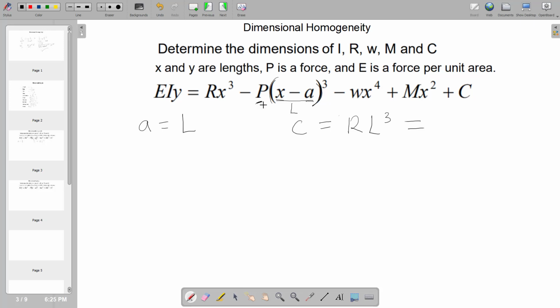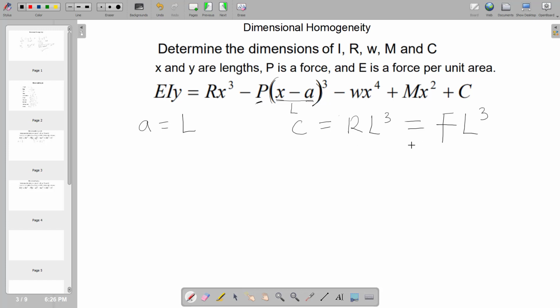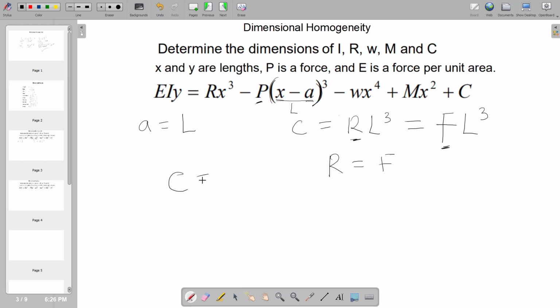We are told in the question that P is a force. So let's just say our force has a dimension F, and then this quantity has L as its dimension. So our RL cubed has the same dimension as FL cubed. So obviously R is equal to F just by comparing both sides. So our R is in fact a force. Now we can say that our C also has the dimension, R is an F, so FL cubed. So we found C, we found R.